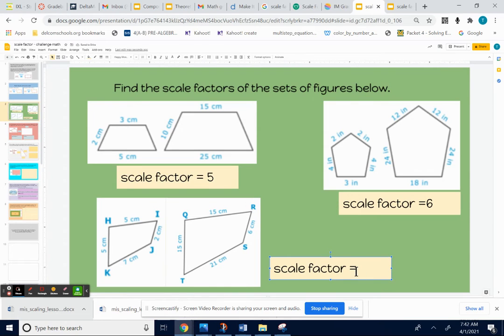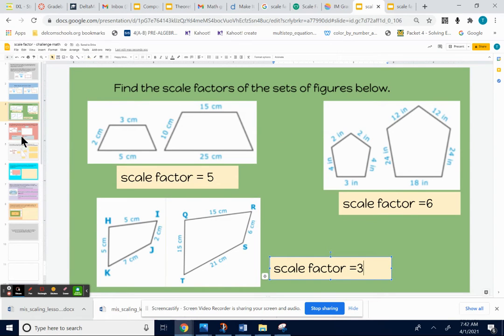Here's 2 quadrilaterals. 5 turns into 15. 7 turns into 21. 2 to 6. Everything's multiplied by 3. So the scale factor is 3.